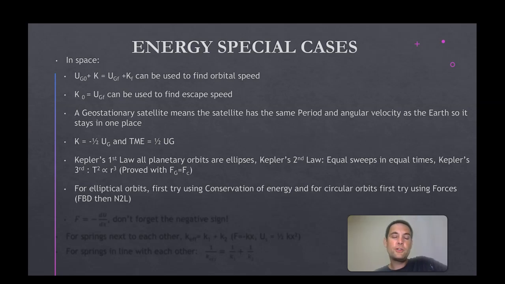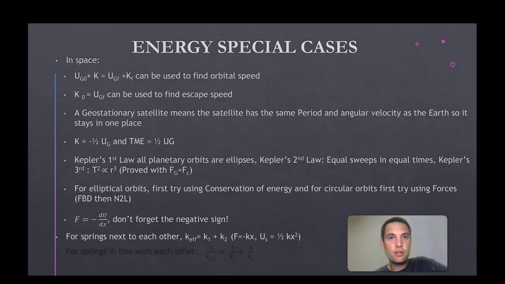For elliptical orbits, first try using conservation of energy, and for circular orbits, first try using Newton's second law, which is first drawing your free body diagram and then using the stuff that makes it go minus stuff holding it back equation. For AP Physics C, F equals negative dU/dx. Don't forget the negative sign. This also tells us that if we were to plot a potential energy versus displacement graph, then the slope of that is going to be our force. More on that graph later.